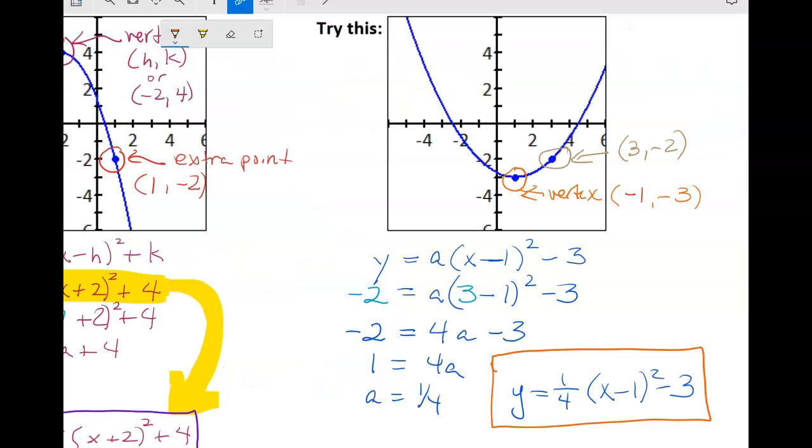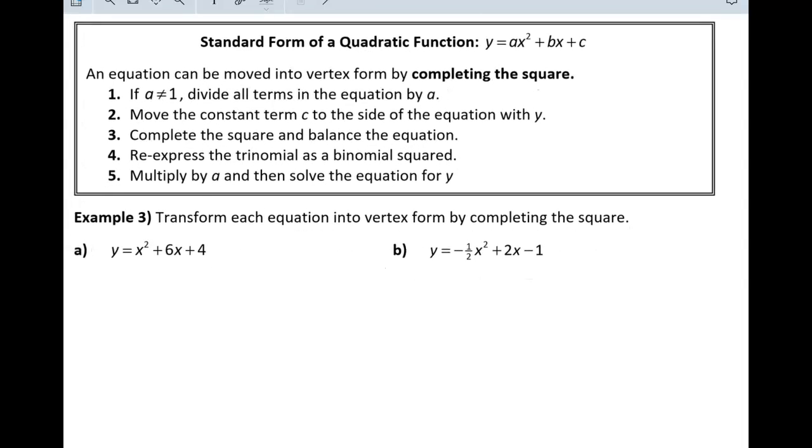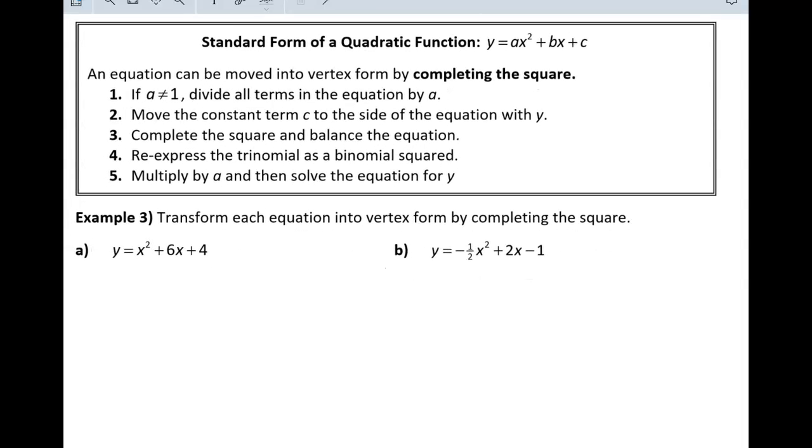Now we're going to move on to a different form of the equation. Another form for a quadratic function is the standard form. Now you may be familiar with this one. Y equals ax squared plus bx plus c. Looks a lot like the equation where we solve using the quadratic formula. 0 equals ax squared plus bx plus c.